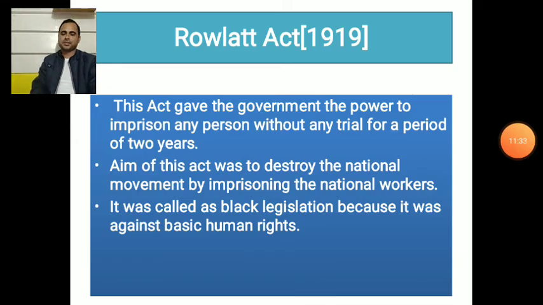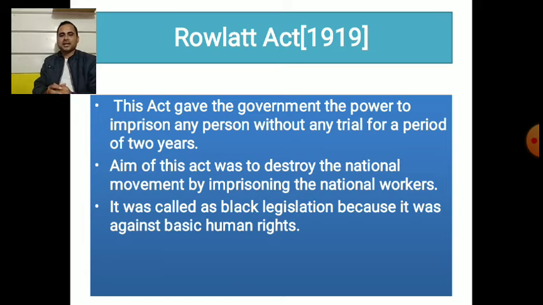Next was, with this continuous visit of Mahatma Gandhi in different parts of the country, it made some kind of tense situation for the colonial ruler in India, and to suppress the uprising of Gandhiji's satyagraha, they passed an act which is called the Rowlatt Act in the year 1919. So let us try to understand what exactly the Rowlatt Act is.